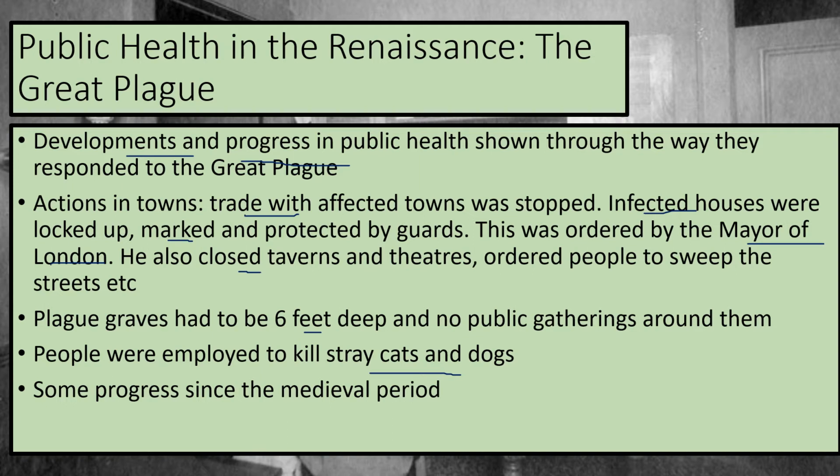Now, obviously, they are not dealing with the actual root cause of the plague, the fact that there was this bacteria that was spread by fleas and rats, but there's definitely been some progress since the medieval period. The fact that the government is doing more actually meant that fewer people died in this particular outbreak of the plague. So this is a really key thing to know about, the fact that there has been some progress since the medieval period, and most of that progress is because the government has taken greater control over these events.